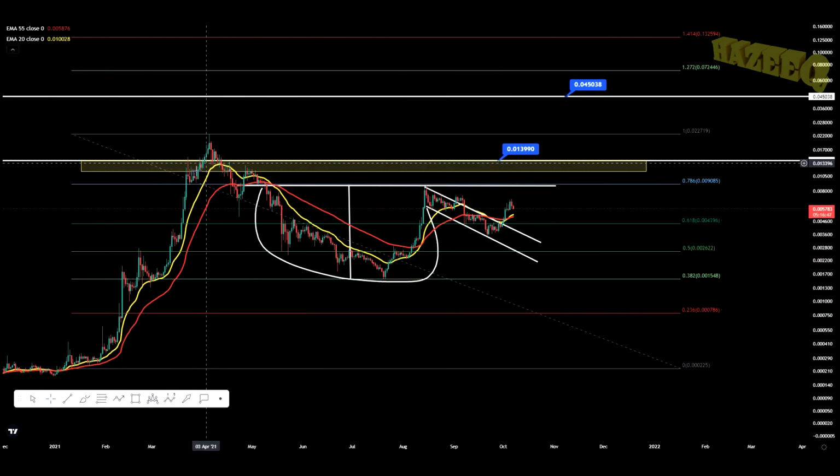Today we're taking a look at Dent against USDT. I do want to say that I'm not a financial advisor. You should do your own research before investing money into crypto.